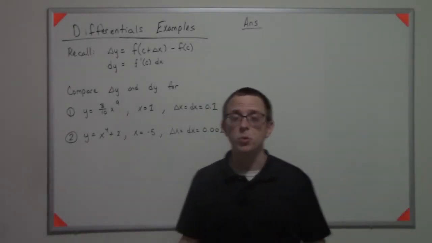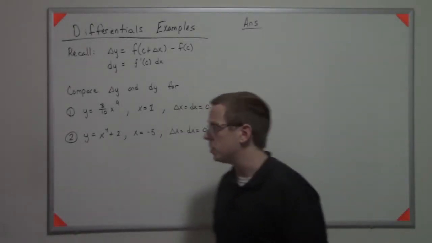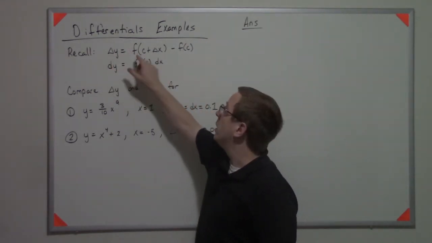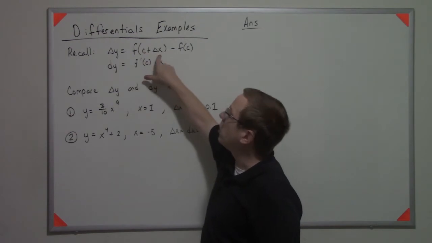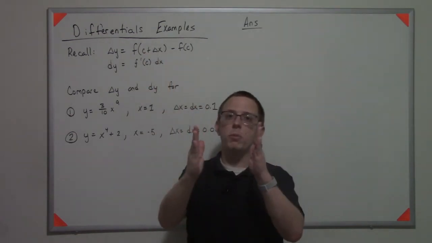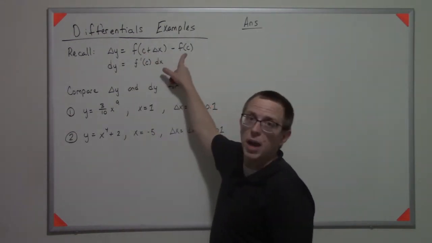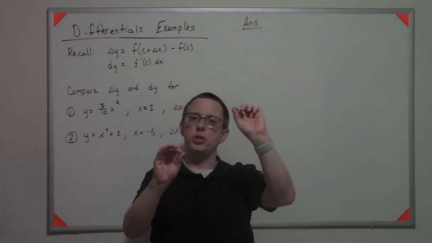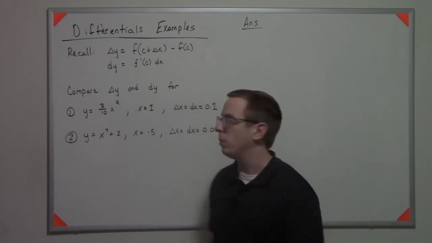Let's do some examples with explicit functions for differentials. If we recall, the definition of delta y is the difference in the function value when it's incremented minus the function value at c. So you start at c, you move a little over, and you just take the difference in the function values. That's all you're doing.